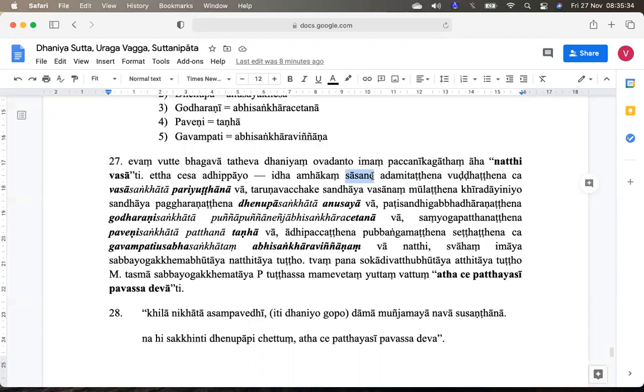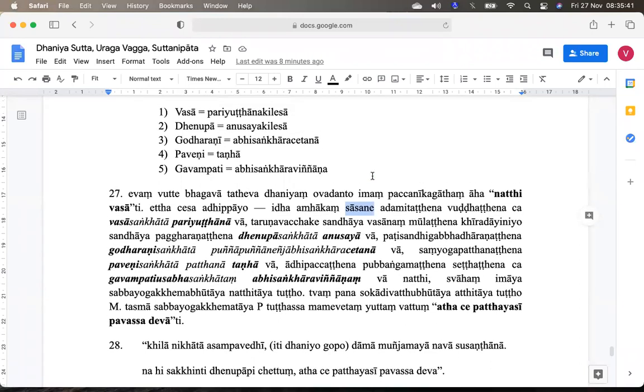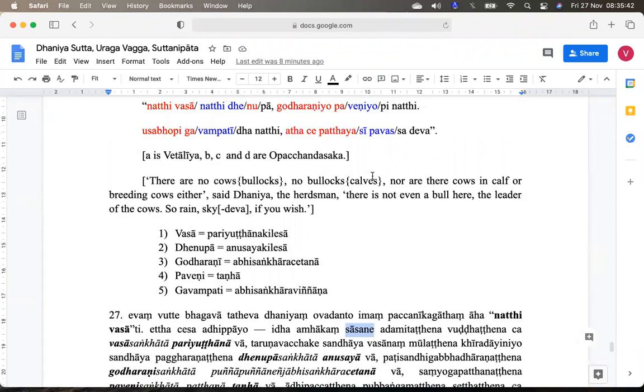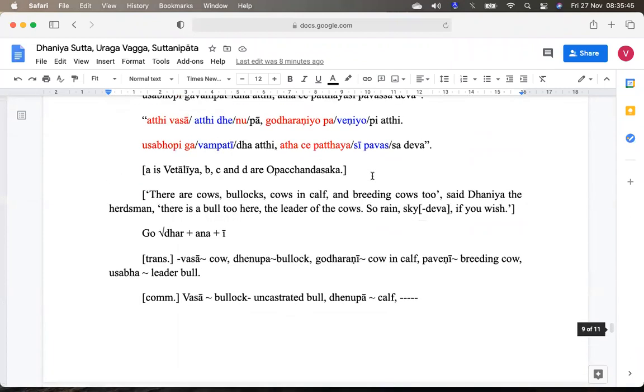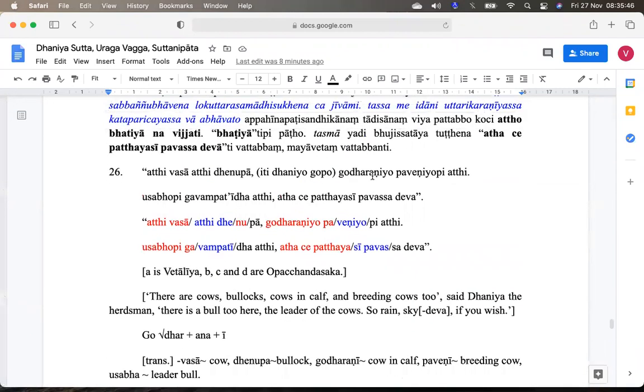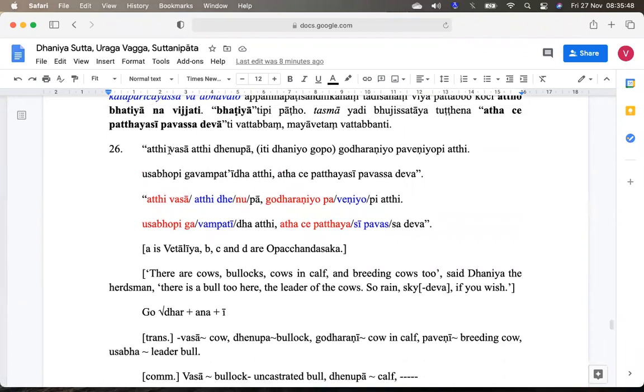So there are no these five in the Sasana either. So in this way, that is why, in this case, Vasa is very difficult to be accepted. Actually in many other places, the meaning of wasa is just calm.